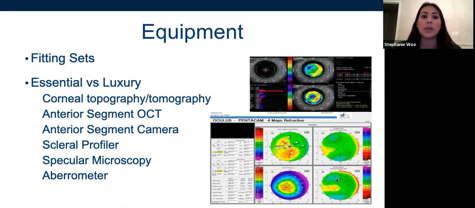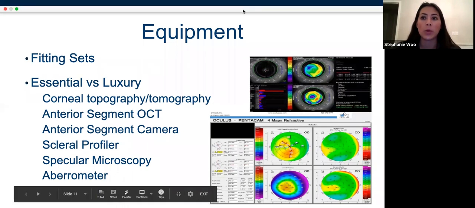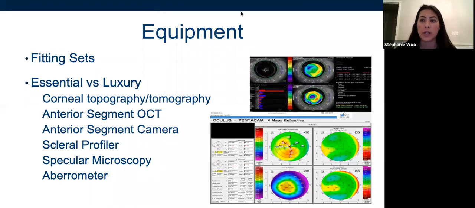So I definitely think a topographer is essential, but I will say that in my original practice, we ended up getting to the point where I was like, we absolutely have to have a Pentacam. We're managing so much keratoconus and other things. It's really the gold standard.